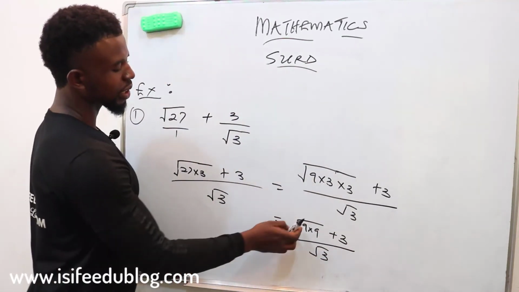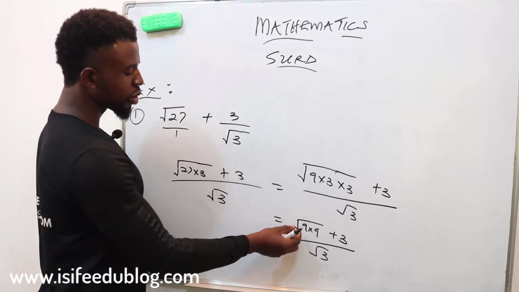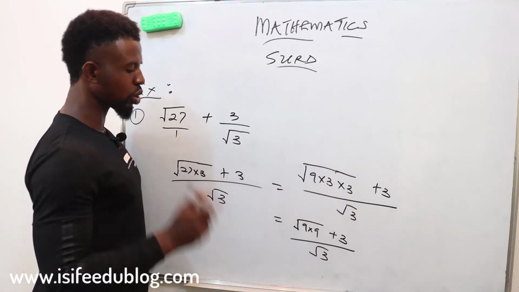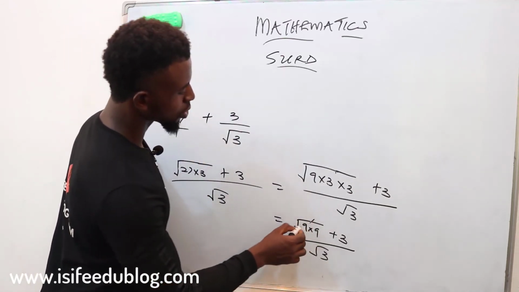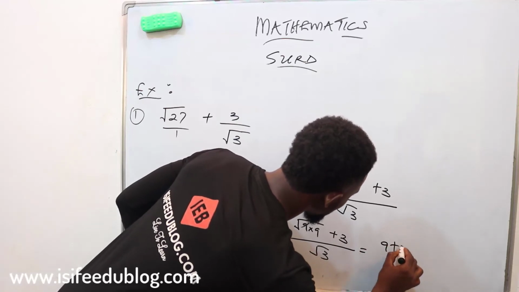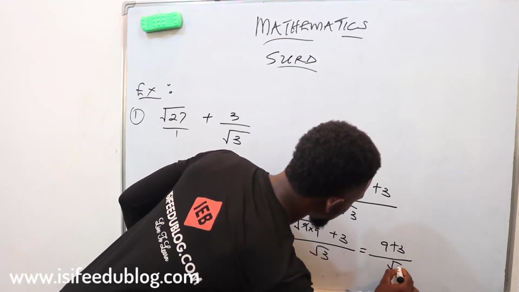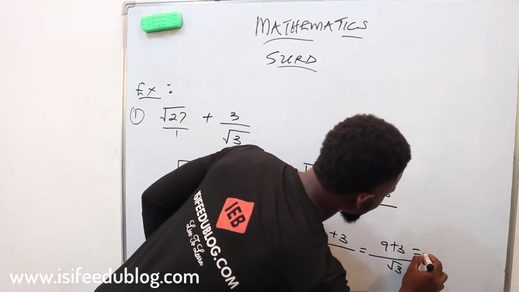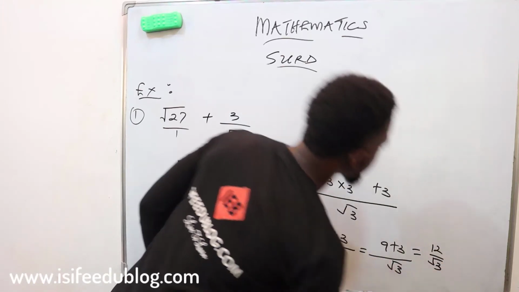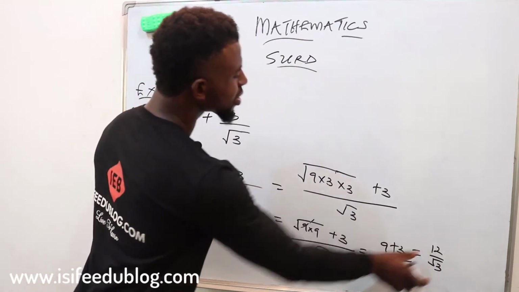Now, 9 times 9 under the square root, the square root will factor out just 1, 9. So our square root will cancel out 1, 9, to have 9 plus 3 all over root 3. Now 9 plus 3 is equal to 12 all over root 3. Now this is our answer.